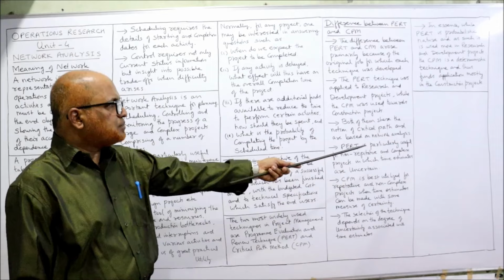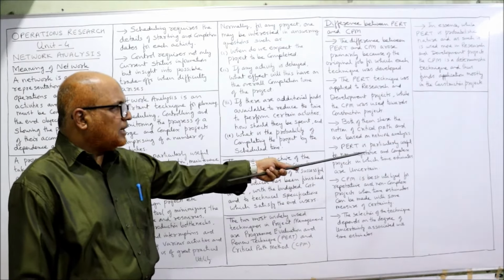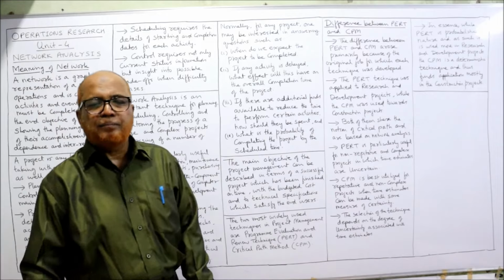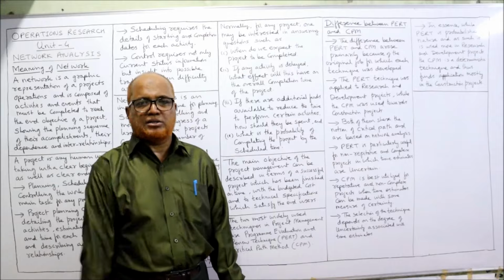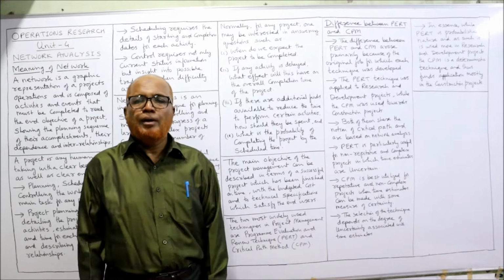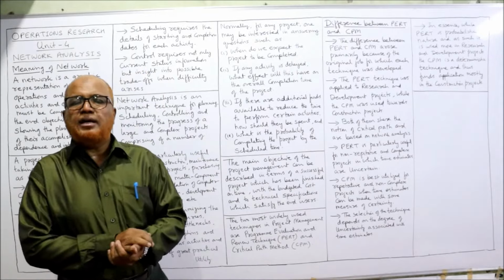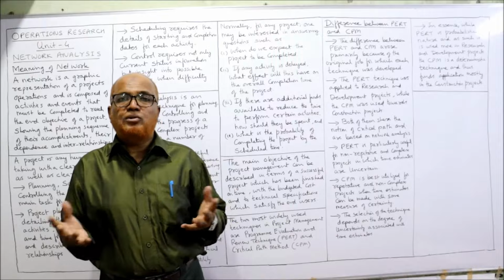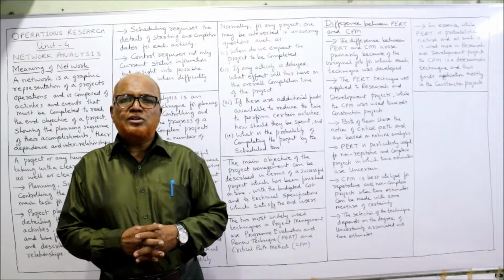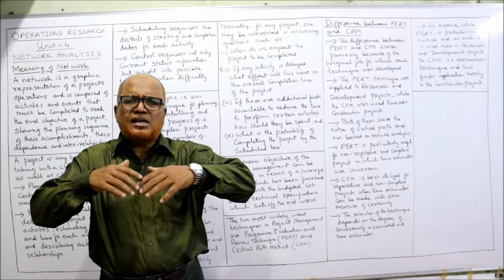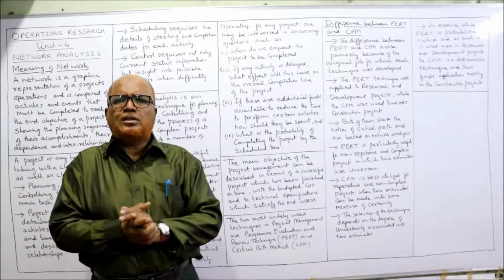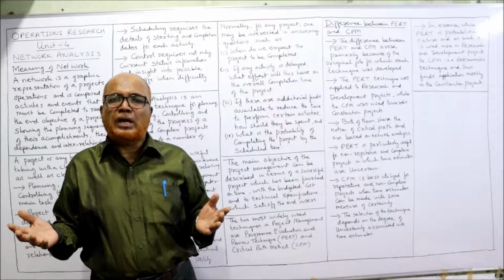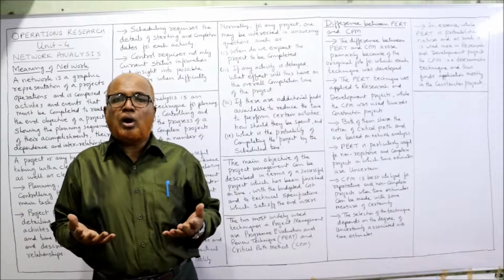Next one, PERT is particularly useful for non-repetitive and complex projects in which time estimates are uncertain. This point is very, very important. PERT is particularly applicable where the project is non-repetitive. Non-repetitive means a unique project. The project is an entirely new one. First time we are doing the project where the time estimates are not known, uncertain. We do not know how much time.